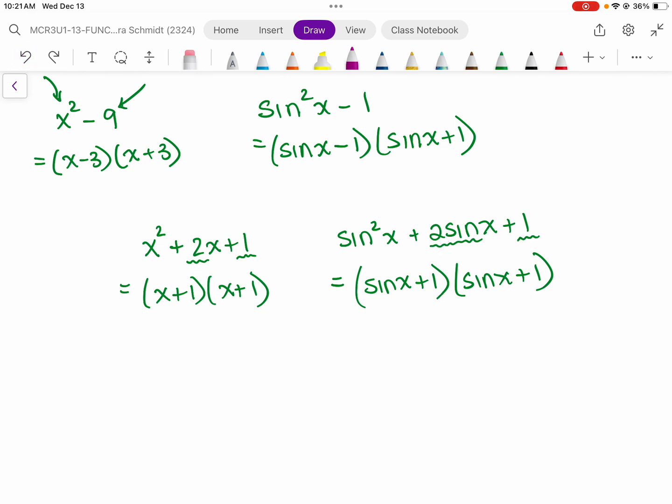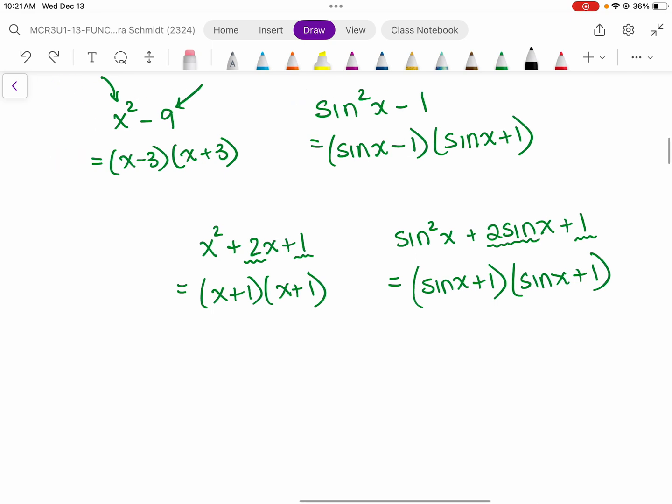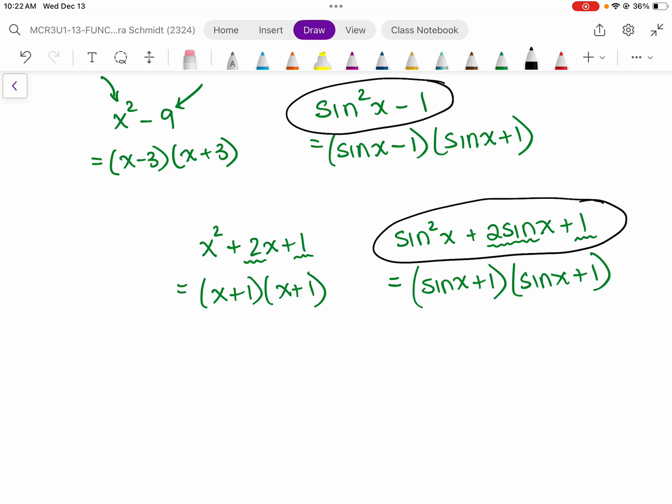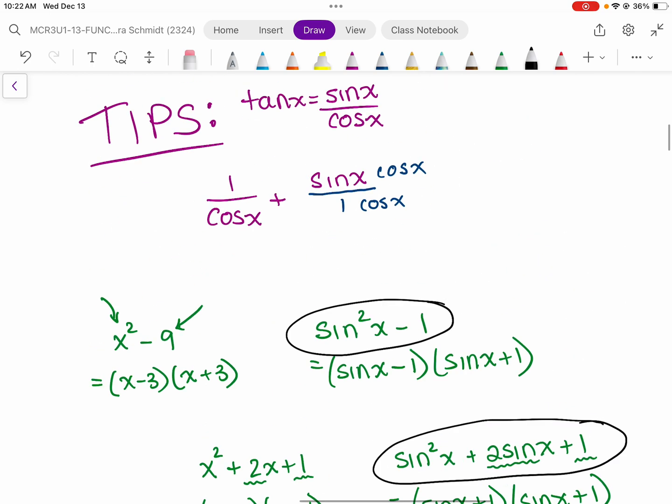So yes, it looks complicated because there's a whole bunch of sine and cos and tans in there, but really it's the same as just regular factoring. Okay, so that's what usually comes up: difference of squares, if you see something that looks like that, or simple trinomials. Those I think would be the main two.